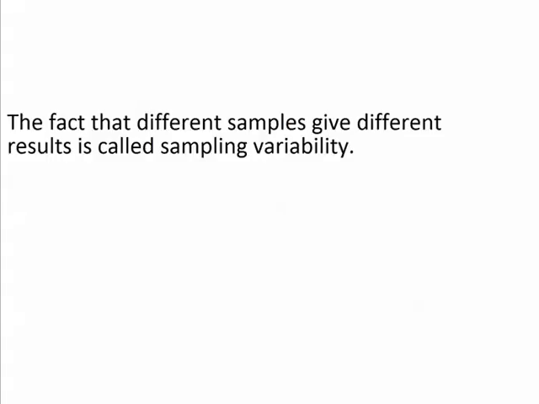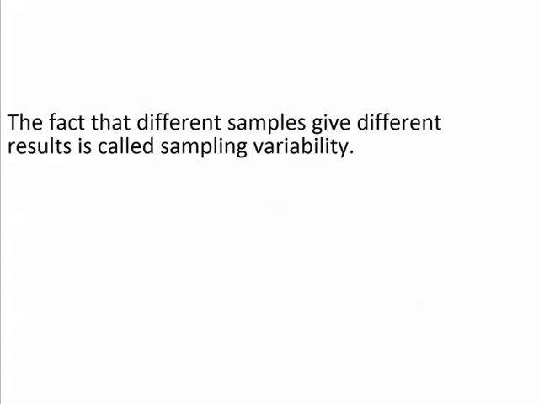First, we need to understand the idea of sampling variability. Sampling variability is just the fact that different samples give different results. Here's an example of sampling variability. If I randomly select two different samples of JFK students, and I calculate the mean height of each sample, the means of the two samples probably won't be exactly the same.